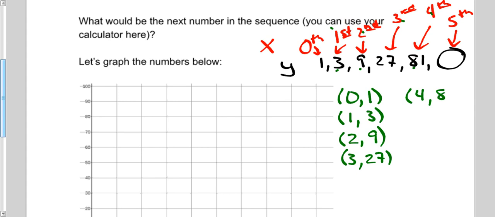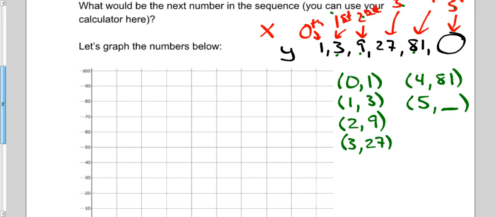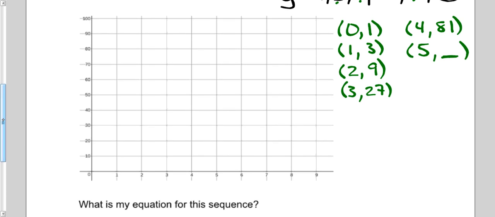So I'm going to graph that point. And then when x is 5, this is your number right here. Okay, so now I'm going to graph those 5 points, and then you're going to graph the 6th point. You're going to graph this point on your own. I want to see that on your graph. All right, I'm going to graph mine in green.